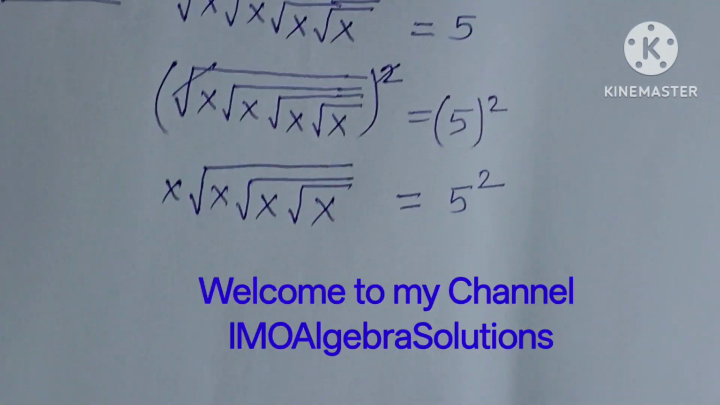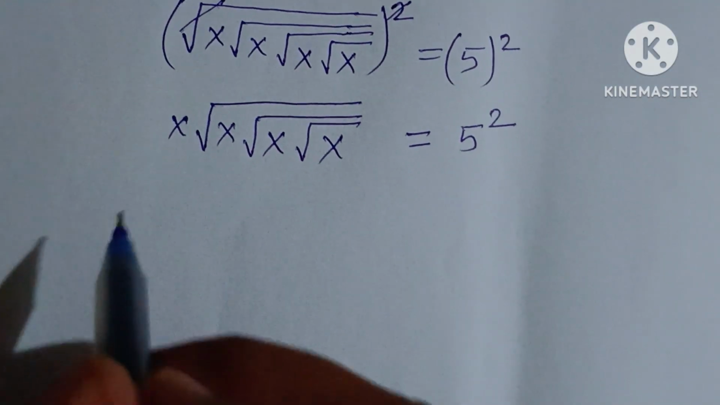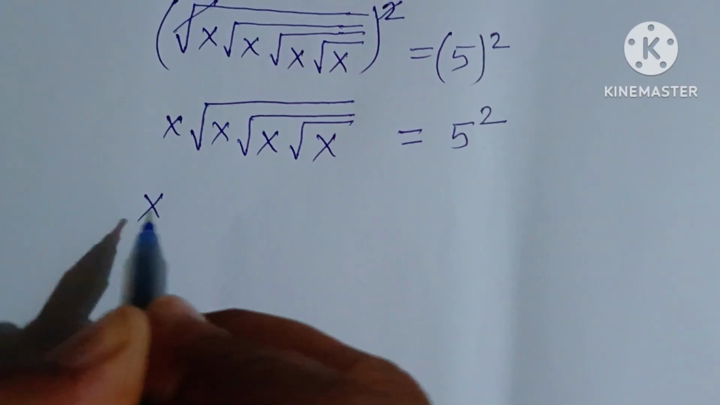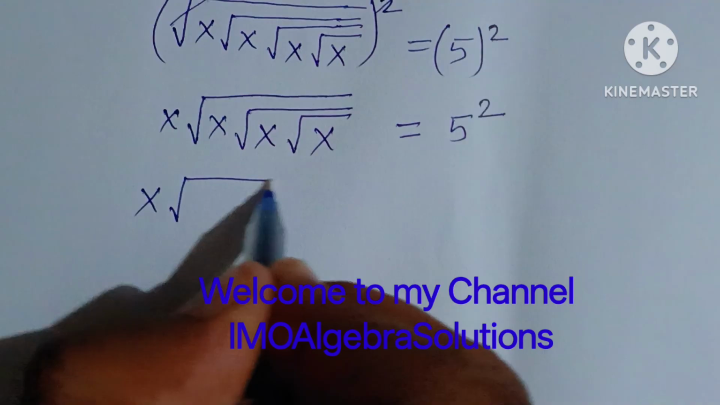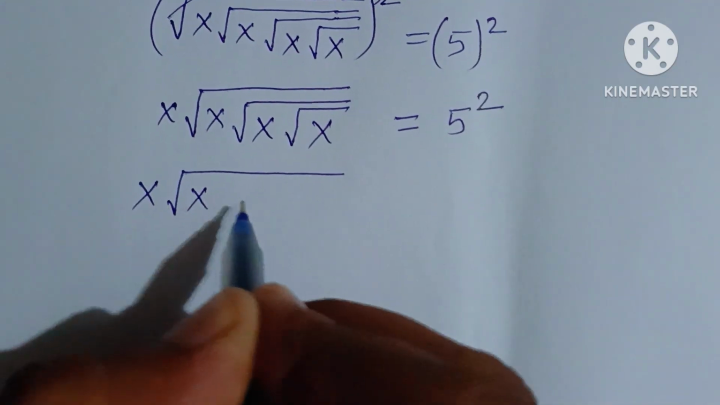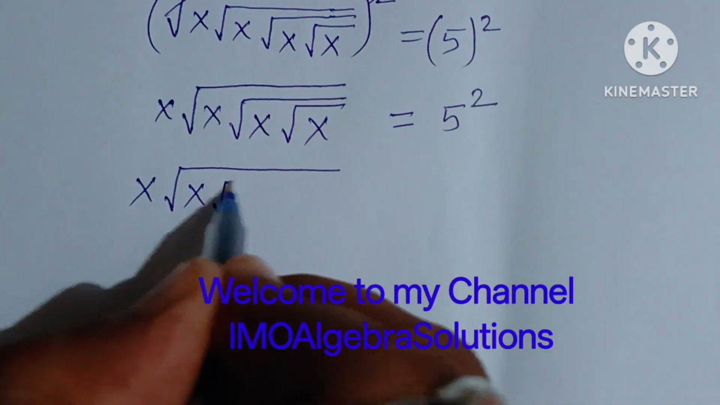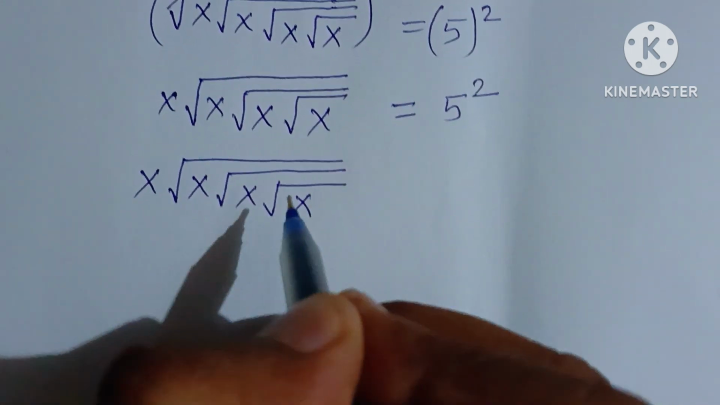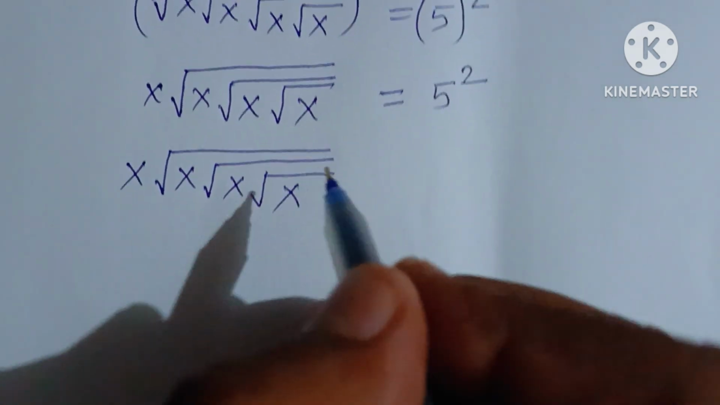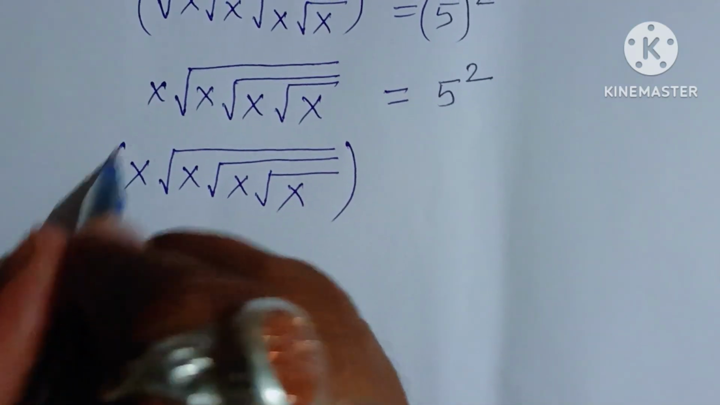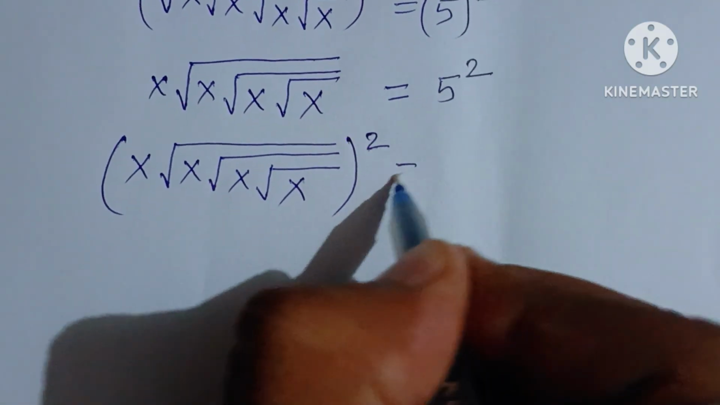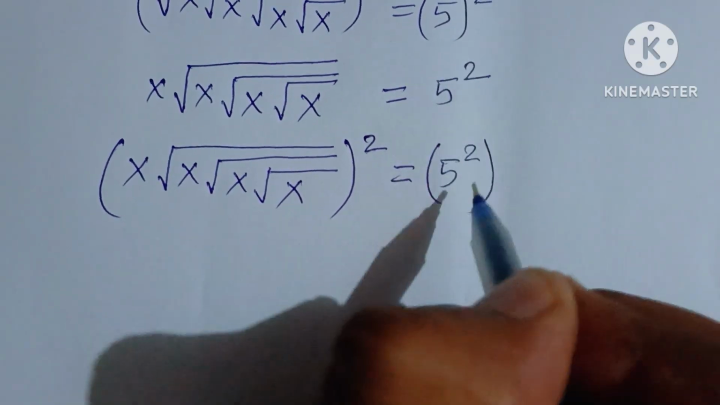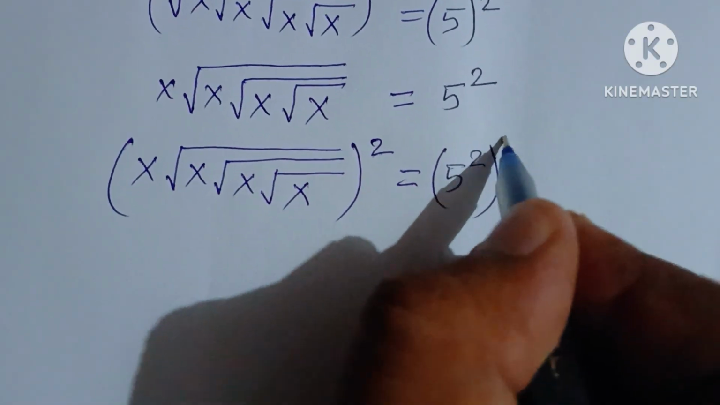Now again we can take here x under root x under root x under root x. Again we take squaring on both sides, equal to 5 square whole square.